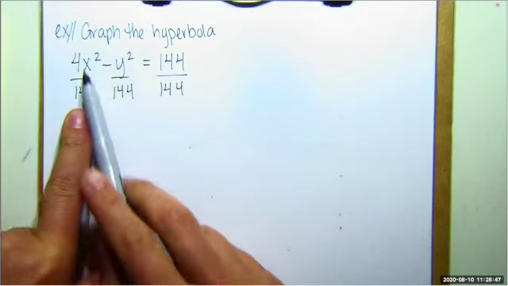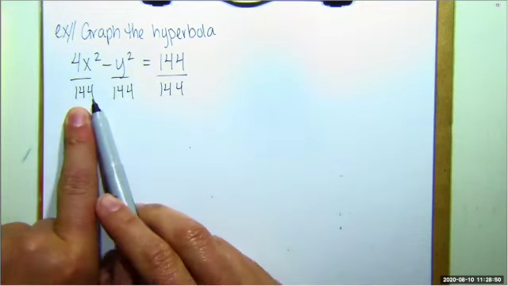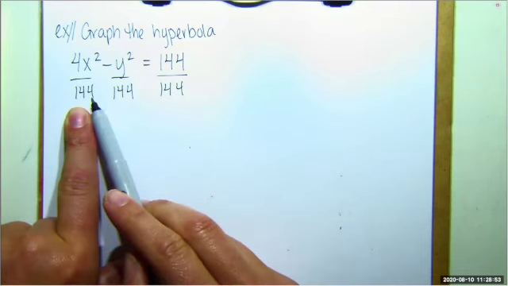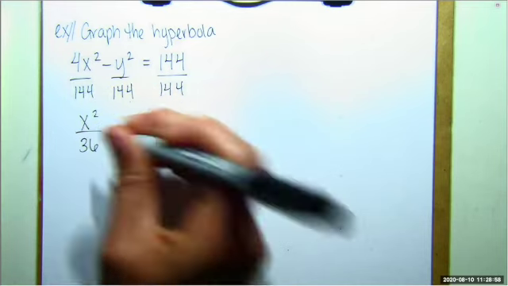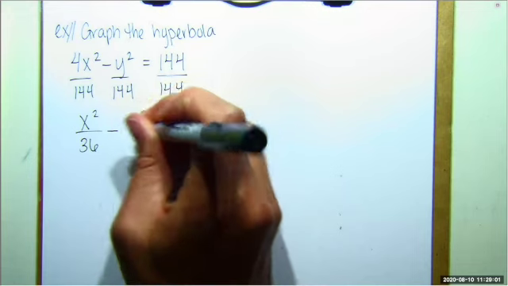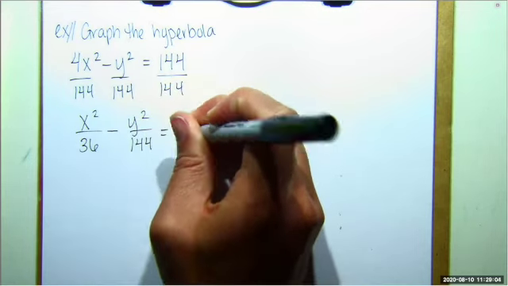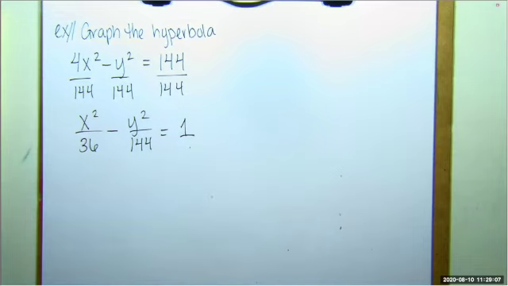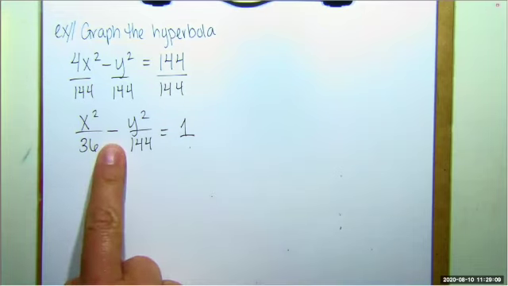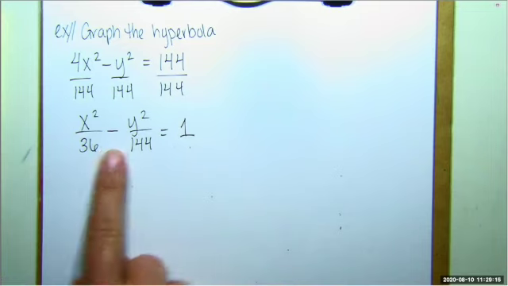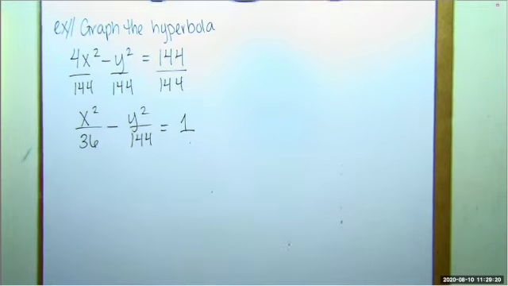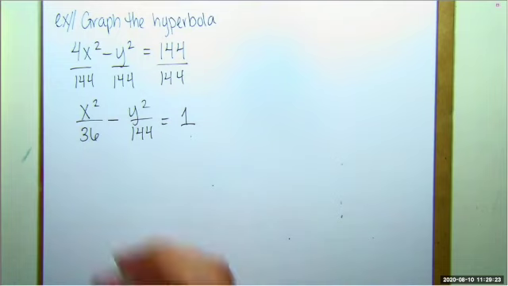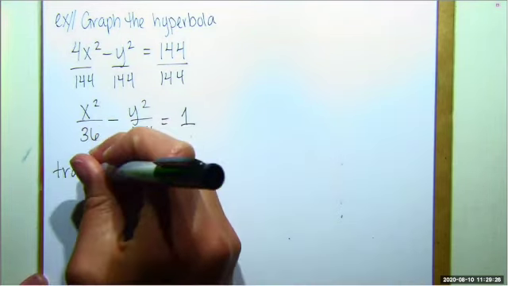All right, so 4 over 144, these both have a common factor of 4. 4 goes into 4 one time and into 144 36 times. So that gives us x squared over 36 minus y squared over 144 is equal to 1 on the right side. First thing we notice, we have a subtraction sign in the middle. That means it's a hyperbola and not an ellipse. If we had an addition sign in the middle, it would be an ellipse. Hyperbola and ellipse both have a 1 on the right side in standard form. All right, the first thing we want to do is figure out where our transverse axis is.